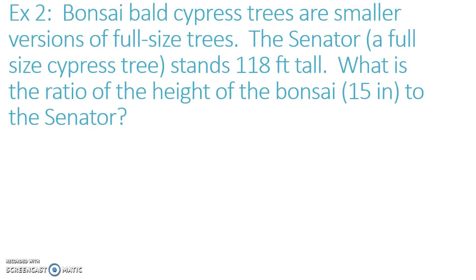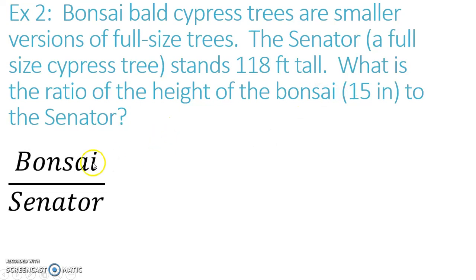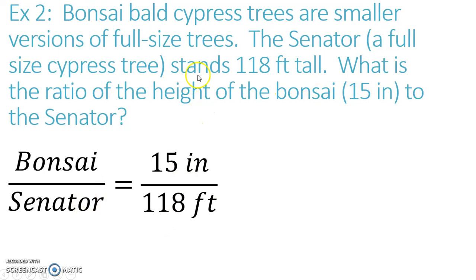Here's another example. Bonsai bald cypress trees are smaller versions of full-size trees. The senator, a full-size cypress tree, stands 118 feet tall. What is the ratio of the height of the bonsai tree, 15 inches, to the senator? So we're going to do bonsai on top, senator on the bottom. The bonsai is 15 inches, the senator is 118 feet.